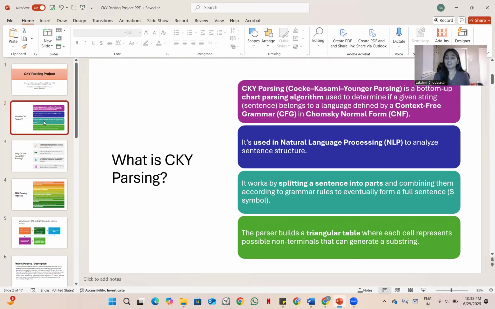It works by splitting a sentence into parts and combining them according to grammar rules to eventually form a full sentence. The parser builds a triangle table in which each cell represents the possible non-terminals that can generate a substring.